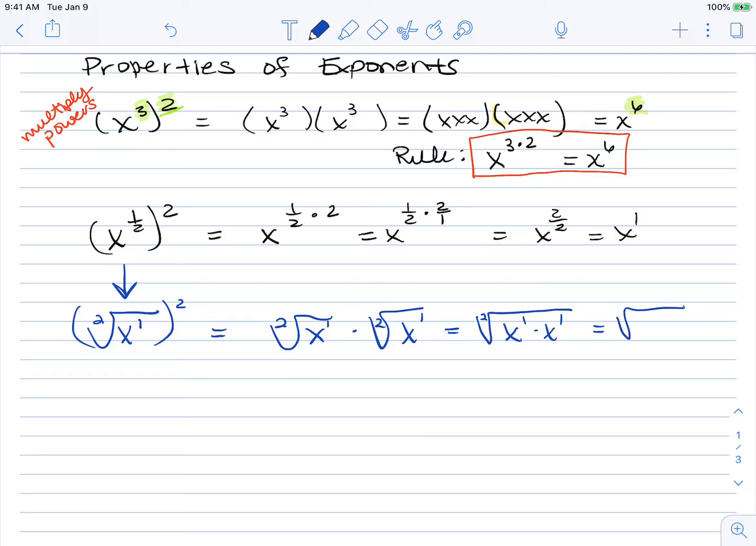So I have the square root of x to the 1 plus 1, and that gives me the square root of x squared. Well, because the index and the power are the same, I can cancel them out. They're opposite operations. So I can just cancel those out and I get x as my answer, or x to the 1. But I could write this as x as well. And the answers are the same.